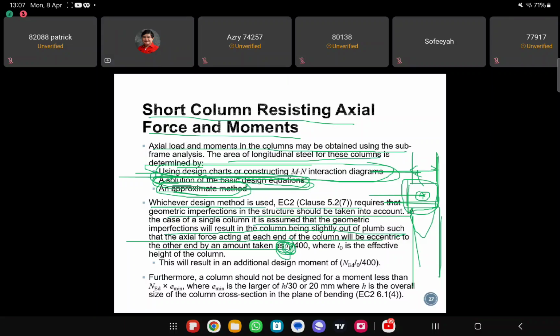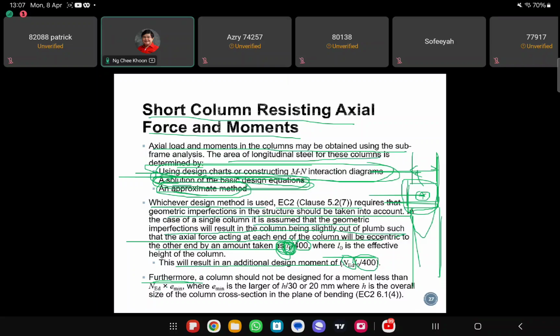So if you are considering the y-axis, then it's L0y. If you are considering the z-axis, then it's L0z, over a constant 400. Okay, so this will result in an additional design moment of the axial load times the eccentricity of L0 over 400. If you have the y-axis, then you use L0y. If you are calculating for the z-axis, then use L0z, right? So we have all this in the design equation later.